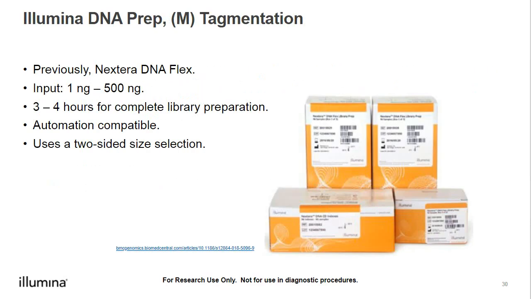We'll start with Illumina DNA Prep. With this workflow, just a reminder, it was formerly named Nextera DNA Flex. We can use between 1 nanogram and 500 nanograms of input DNA. The full library preparation will take about 3 to 4 hours total. The workflow is automation compatible, and it uses a 2-sided size selection at the end of the protocol for consistent and reproducible library sizing.